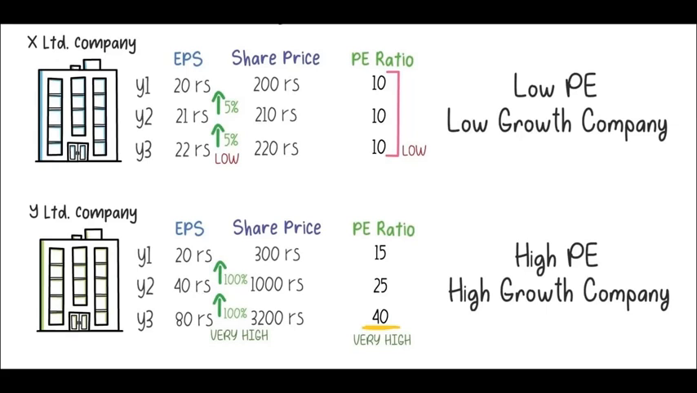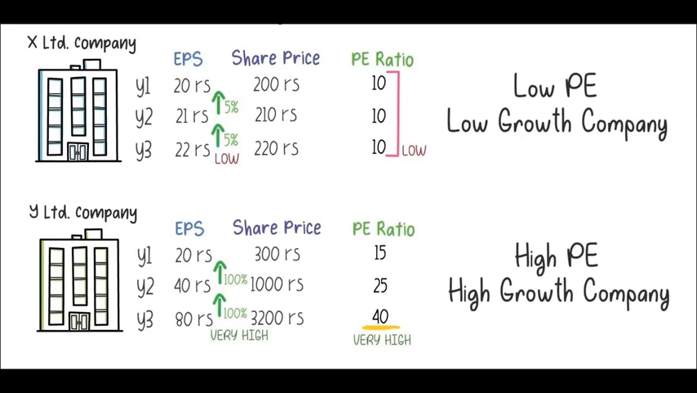The Y company limited, the EPS has doubled every year from 20 rupees to 40 rupees and from 40 rupees to 80 rupees. The share price has more than doubled each year from rupees 300 to rupees 1000 and from rupees 1000 to rupees 3200. So this is a high PE, high growth company, and that's why the PE ratio has also increased from 15 to 25 and from 25 to 40.